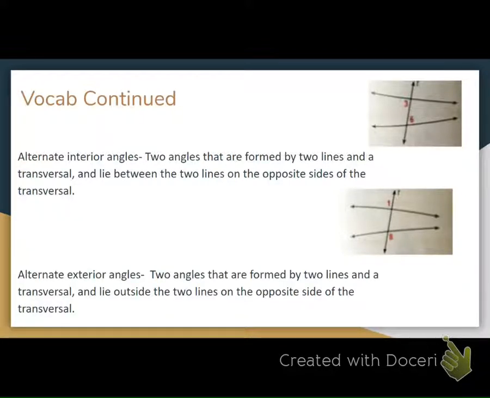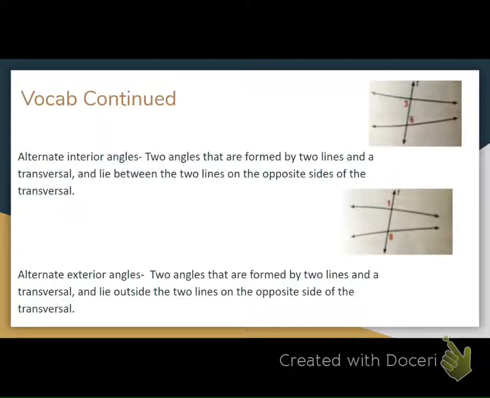Our first one is alternate interior angles: 2 angles that are formed by 2 lines and a transversal and lie between the 2 lines on opposite sides. So alternate means opposite sides, right? Alternate sides. And then interior means inside. So if you have the 2 lines, inside the 2 lines would be your interior, opposite sides. So we see that these 3 and 6 would be those alternate interior angles.